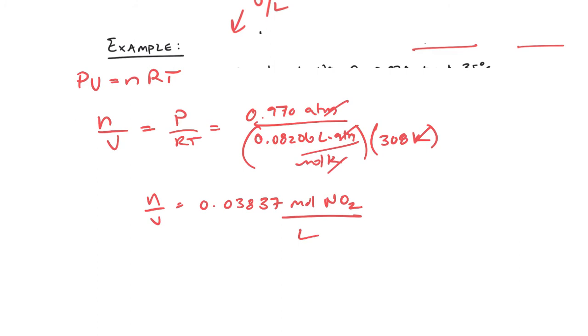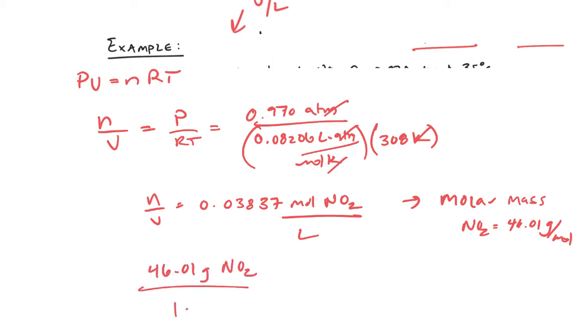The conversion factor I need here is my molar mass, which for NO2 turns out to be 46.01 grams per mole, using the molar masses on the periodic table. So I have 46.01 grams of NO2 for every 1 mole of NO2.